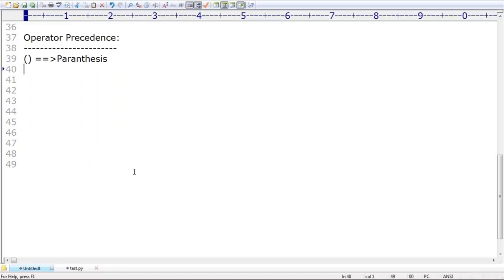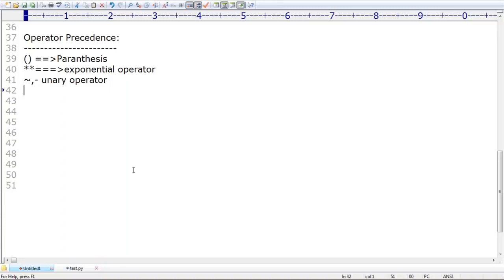Now, in Python, how does it work? Observe: first parenthesis, and after that the star operator. Star itself is the exponential or power operator. Next comes the bitwise complement operator, and after that the unary minus operator. Minus 4, for example, is a unary operator. So bitwise complement and unary minus come next.